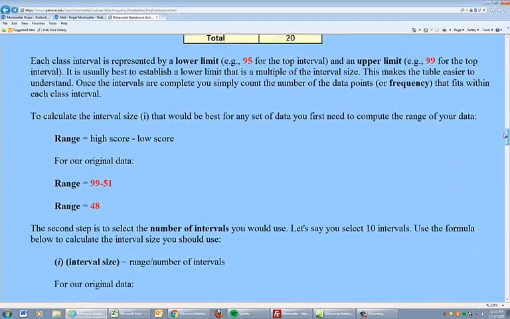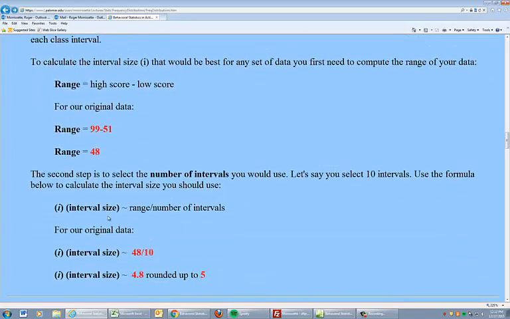If you are given the number of intervals and you needed to calculate the interval size, here's the formula for that. You just take the range once again, divide by the number of intervals. Let's say you were told to use 10, and 4.8 rounds up to 5. That's how we find interval size.